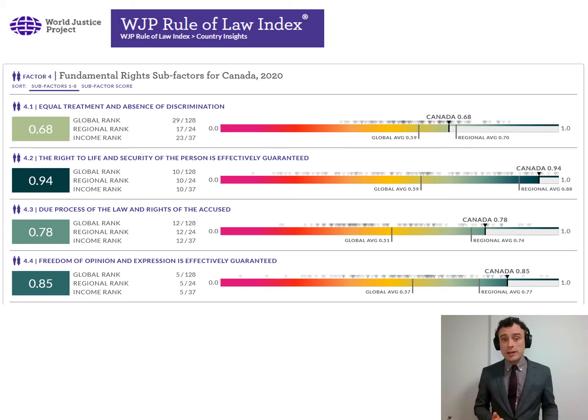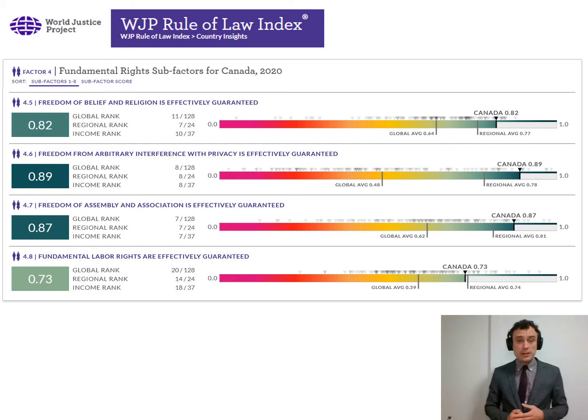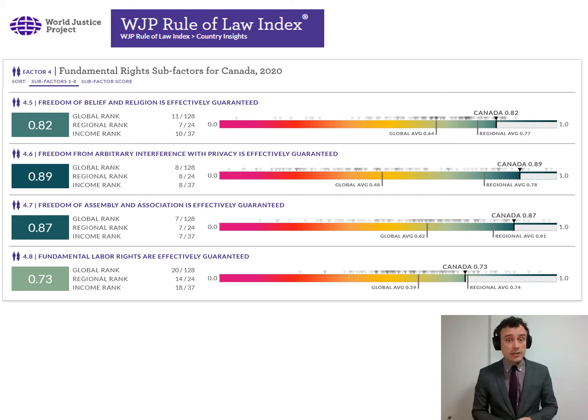We can see on the other areas listed here, such as the right to life and security of the person, the due process of law and the rights of the accused, the freedom of opinion and expression of that opinion. These are all very strong areas for Canadian performance in terms of its global performance as well as its regional and income group performance. Similarly, we see that the freedom of belief in religion, the freedom from arbitrary interference with privacy, and the freedom of assembly and association are all very strong areas of protection for Canadian rights.